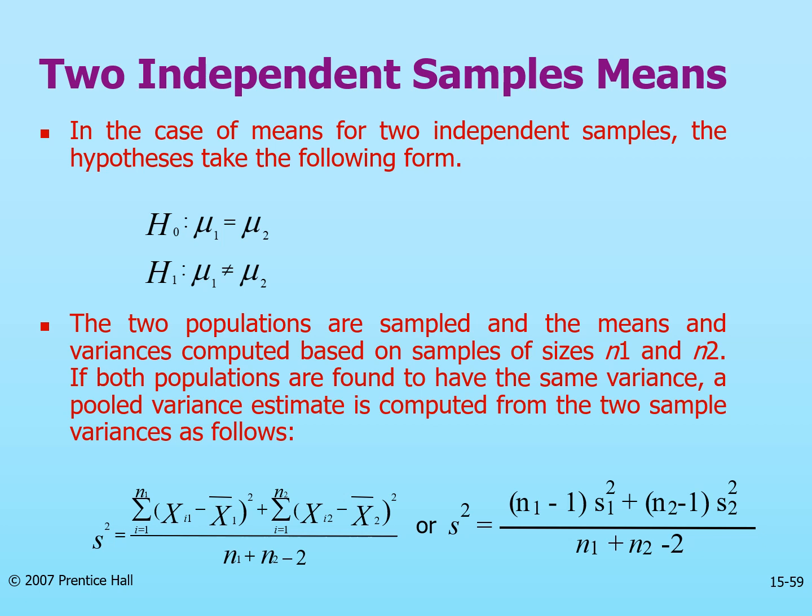If both populations are found to have the same variance, a pooled variance is estimated to compute the two-sample variance. So here it is said that S square is equal to n1 minus 1 times S1 square, meaning the variance of sample 1, plus n2 minus 1 multiplied by the variance of sample 2, divided by n1 plus n2 minus 2.